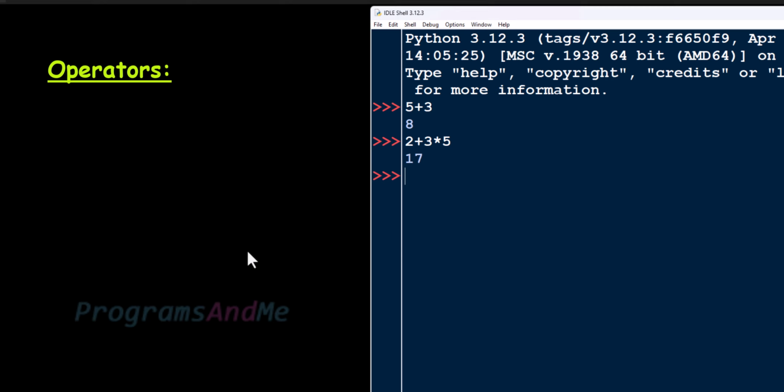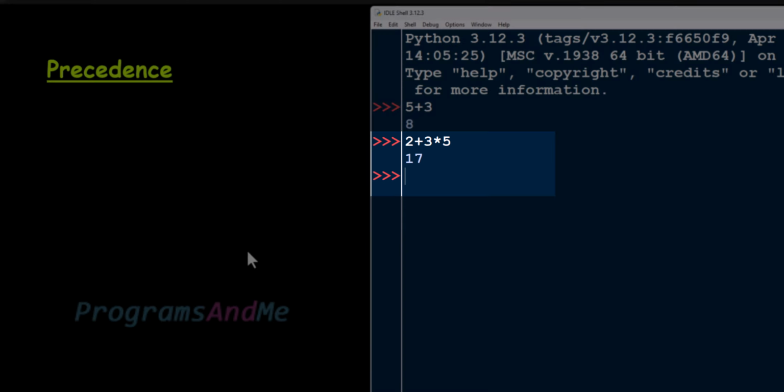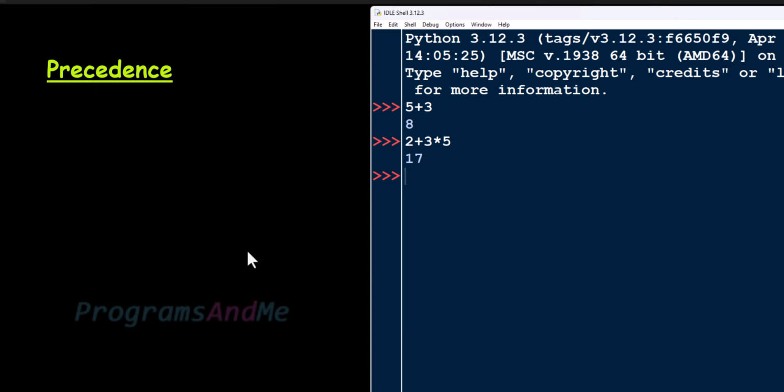Why? That is because in Python, operators have different levels of precedence which determine the order in which they are evaluated. When multiple operators are present in an expression, the ones with higher precedence are evaluated first. Here in this example, we have two operators, plus and multiplication. And the multiplication operator has higher precedence than the plus operator, the addition operator. That is why this expression is evaluated first, then the result is added to 2.